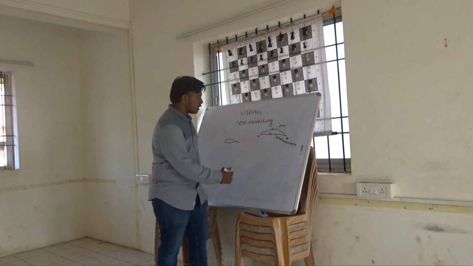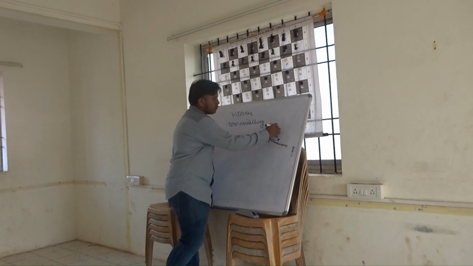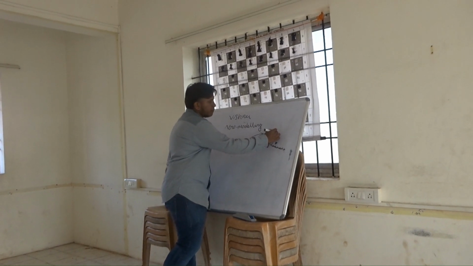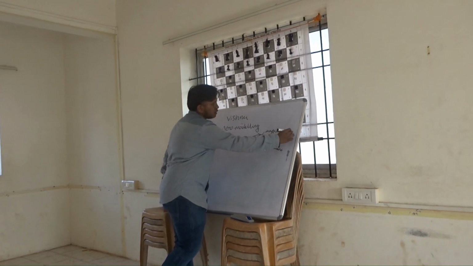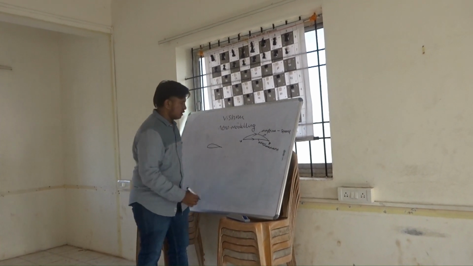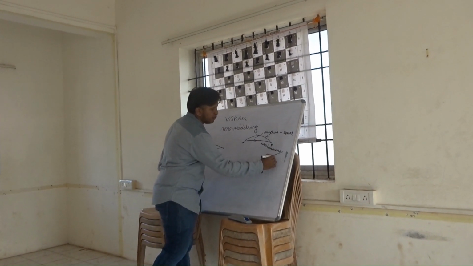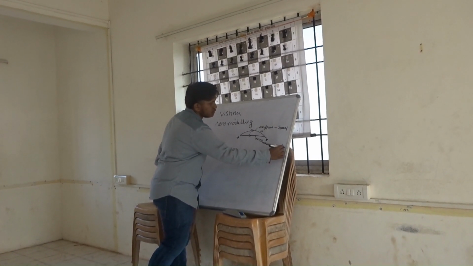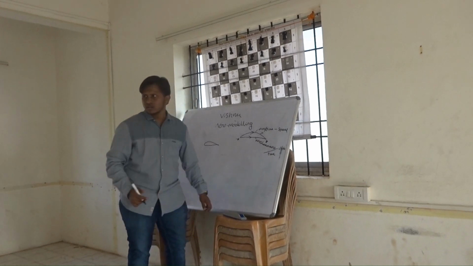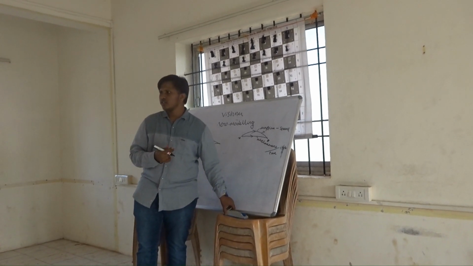The distance covered in this path divided by time taken is known as speed. And displacement by time is known as velocity. Everyone clear with this?